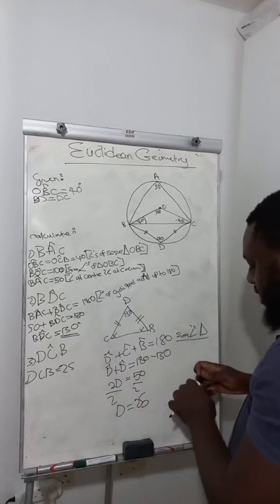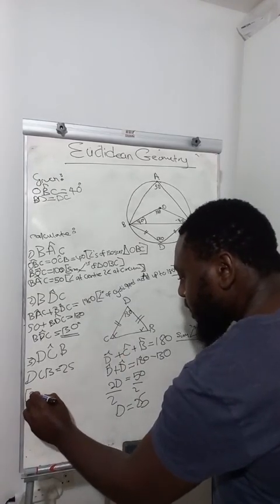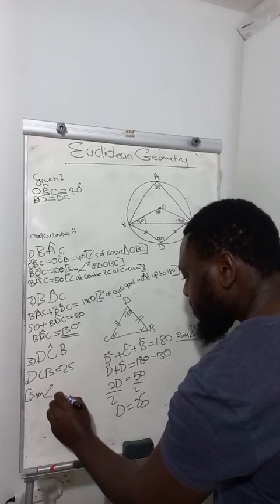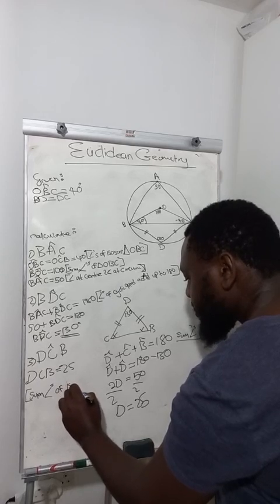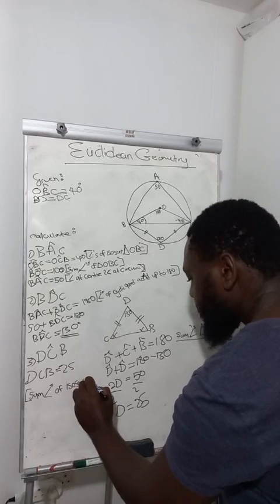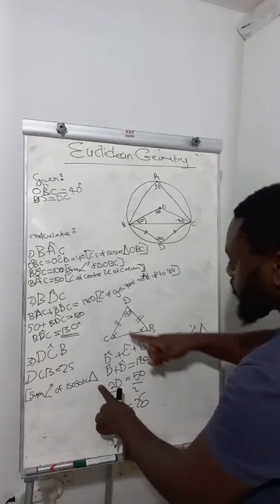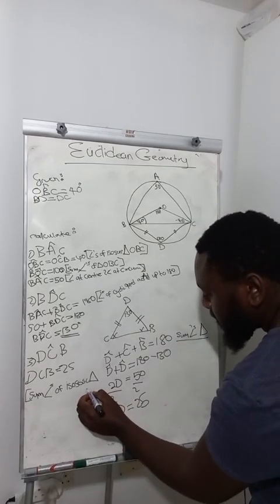The reason here will be sum of angles of an isosceles triangle. The triangle which we are referring to now is DCB.